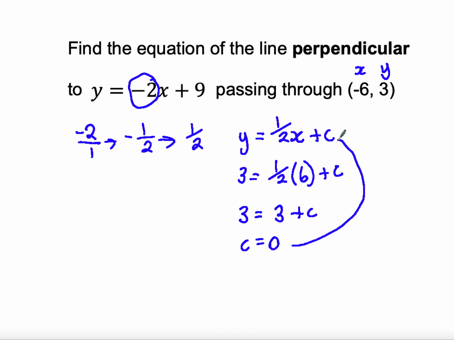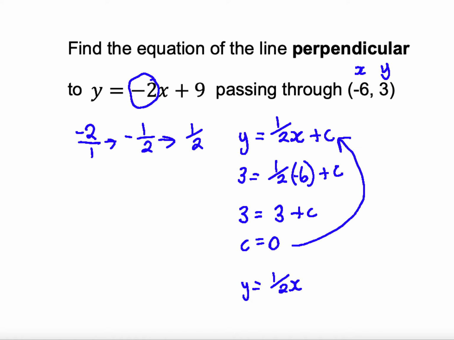So when I put this back in, I've got that the line is y equals a half x, and it's finished. Except that's not true. I've done something wrong. Oh, I'll tell you what I've done wrong. I forgot to put in negative 6 there, didn't I?